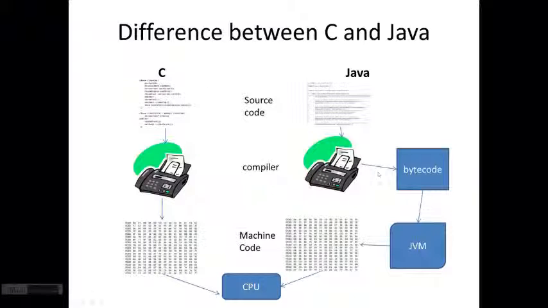Now Java changes this. We have a source code in Java, then we have a compiler, and it changes it to something called bytecode. Now this bytecode can be run on any CPU, any platform. Each CPU will have a different JVM, the Java Virtual Machine. It acts like a compiler also. It converts the bytecode into machine code.